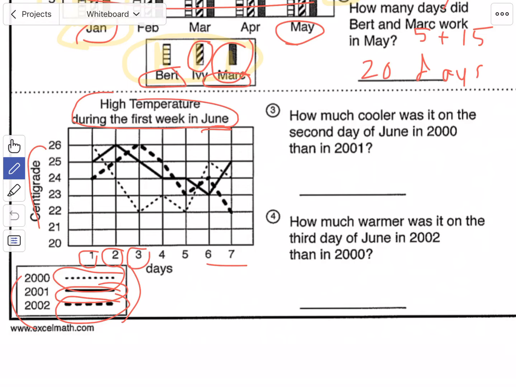And then if you look over here on the side, the label says centigrade. Centigrade is C. It's a C when you see a temperature. When you see the letter C, it's talking about centigrade or Celsius. And the temperatures are listed here on the left, 20 up through 26. So these are a little tricky. You got to kind of follow the line along and see where it goes in comparison to the numbers at the bottom. Okay, pause the video, try 3 and 4, and then we'll go over the answers.